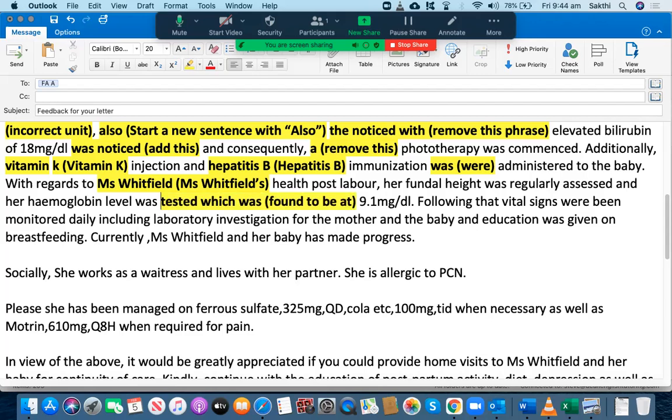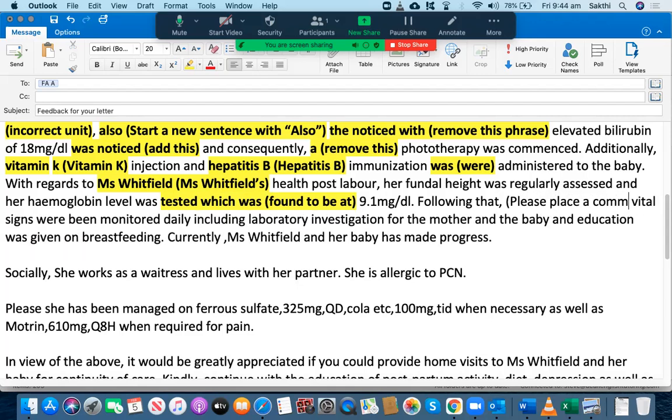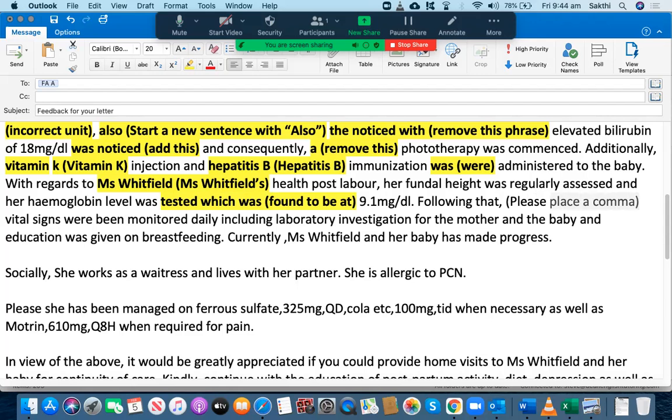Following that, vital signs were monitored daily, including laboratory investigation for the mother and the baby, and the education was given on breastfeeding. Okay, following that, we need a comma. Remember that after every linking phrase, you need to place a comma. Please place a comma here. Vital signs were being monitored. No, it's not were being monitored. It's wrong. Vital signs were monitored. That's okay. Remove this, please.